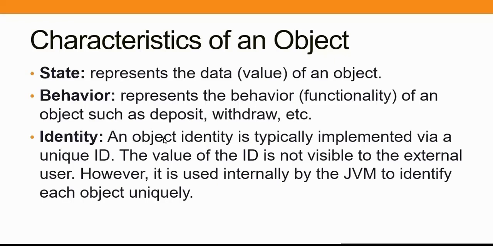An object identity is typically implemented via a unique ID, just to differentiate the different objects. The value of the ID is not visible to the external user. However, it is used internally by the Java virtual machine to identify each object uniquely. So these three are the important characteristics of an object. I hope now you have understood what an object is in object-oriented programming.